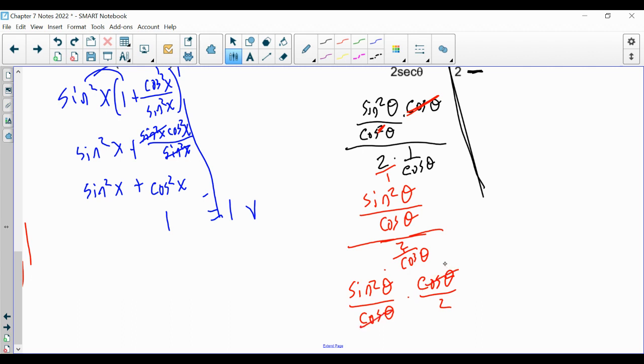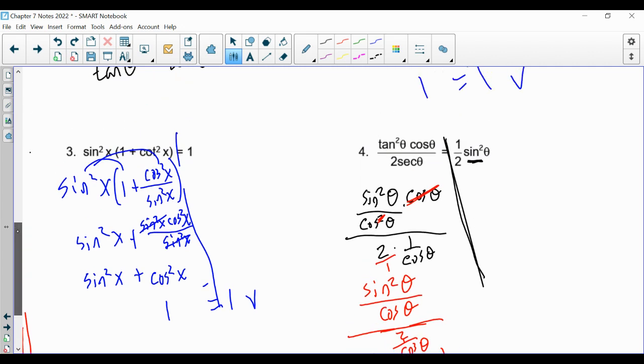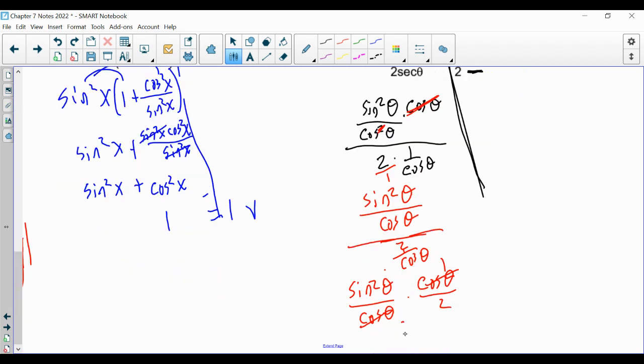So that cancels with that. This really just becomes 1/2, which is exactly what we wanted. It's just in the wrong order. So I just change the order when I write it in the next step. So 1/2 sine squared theta, which is exactly what we wanted.